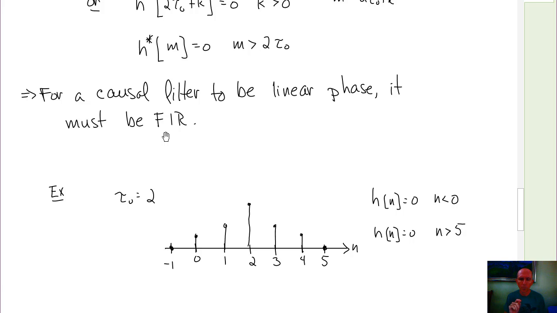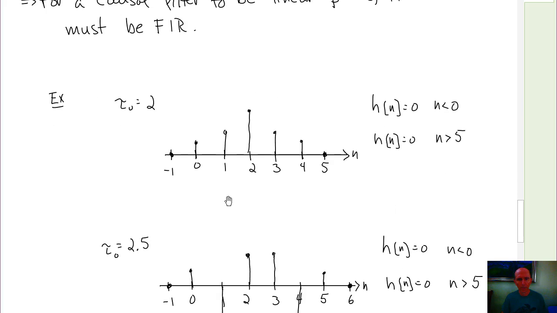This is the reason why finite impulse response filters can only be made in the digital world. Analog filters can never be finite impulse response. So linear phase filters only exist in DSP. They don't exist in the analog world.